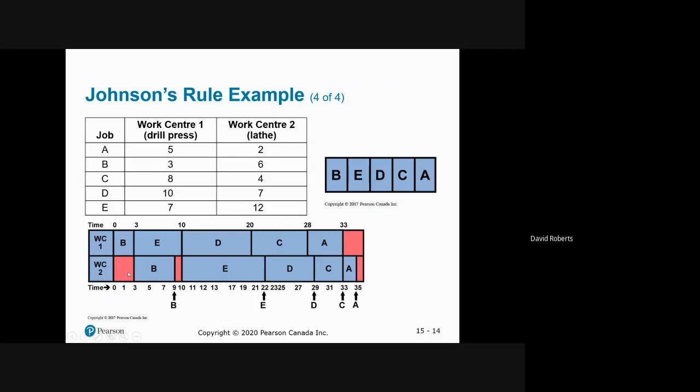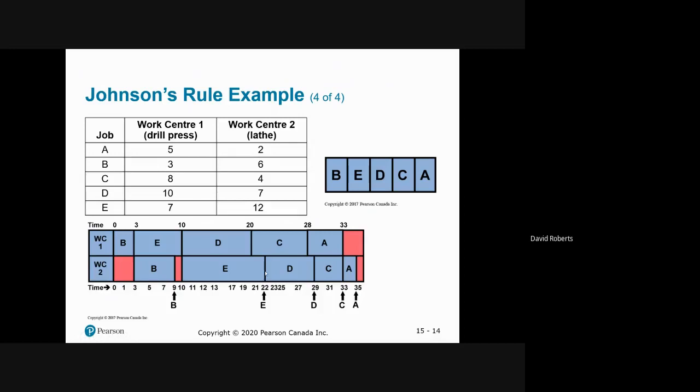That is idle time. Then B takes 6 time units for Work Center 2. So it goes from 3 to 9. It's now ready for E, but E is not done until time unit number 10 from Work Center number 1. So it sits idle for another hour or day or week or whatever the information is. So from 9 to 10, it's idle. Now E is ready at time unit 10, and it takes 12 hours or days, and it's done at 22.